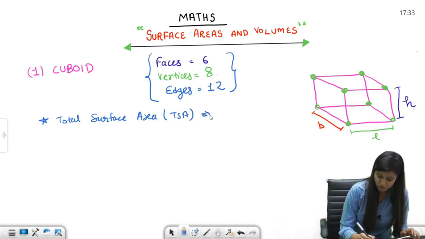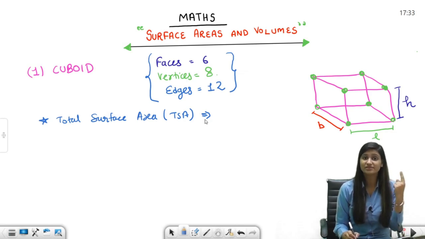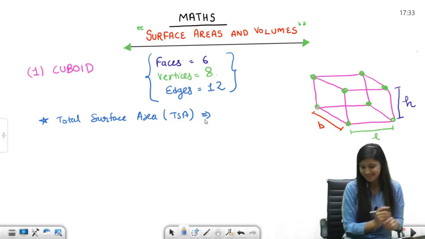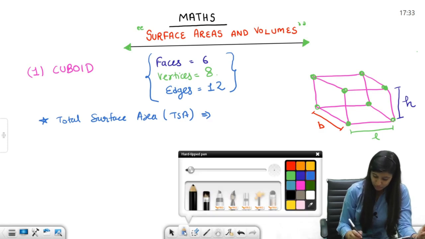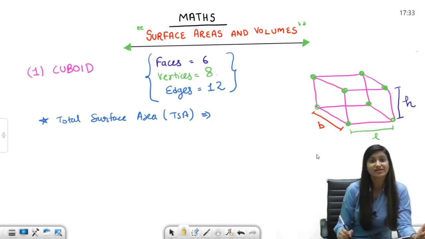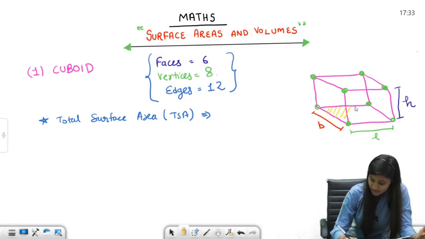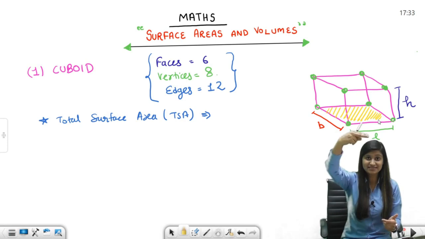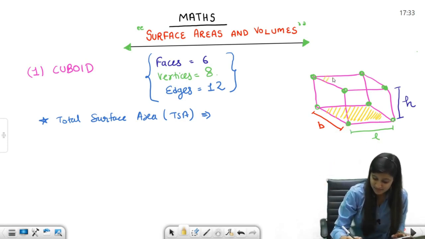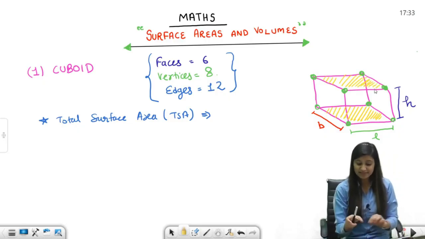So if we want to calculate in terms of length, breadth and height, area will come out to be, let's see, it has 6 faces which are all rectangular in shape, right? So if we talk about the bottom face first, this is our bottom face which is shaded in yellow now. Similarly, the identical rectangle is placed above a height h, right? This will be the upper rectangle. What will be its area? Its area will be length into breadth.